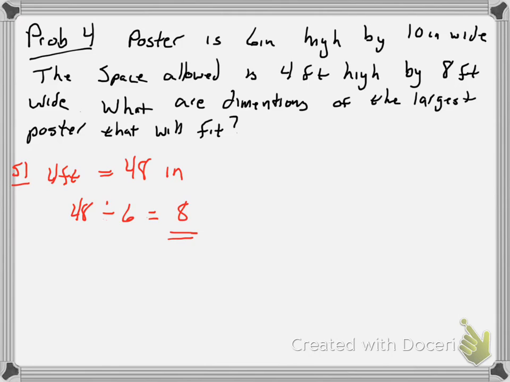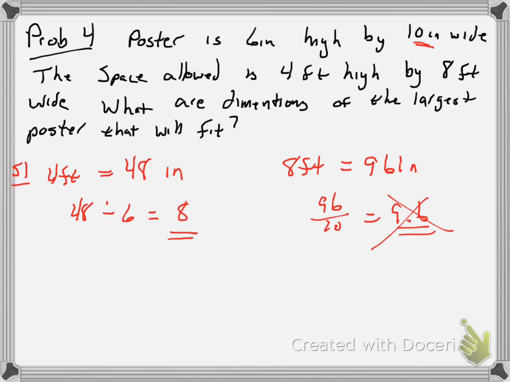That's step 1. Can I do it with the width? Well, 8 feet, again, multiplied by 12, you're going to get 96 inches. The poster is 10 inches wide, so 96 divided by 10 is 9.6. That doesn't work because I want it to fit. So we know that we can set up a proportion in step 2 where our 6-inch poster can give us 48 inches. We want to know how big our 10-inch poster can be. So we're putting the poster on top and we're putting the wall on bottom.